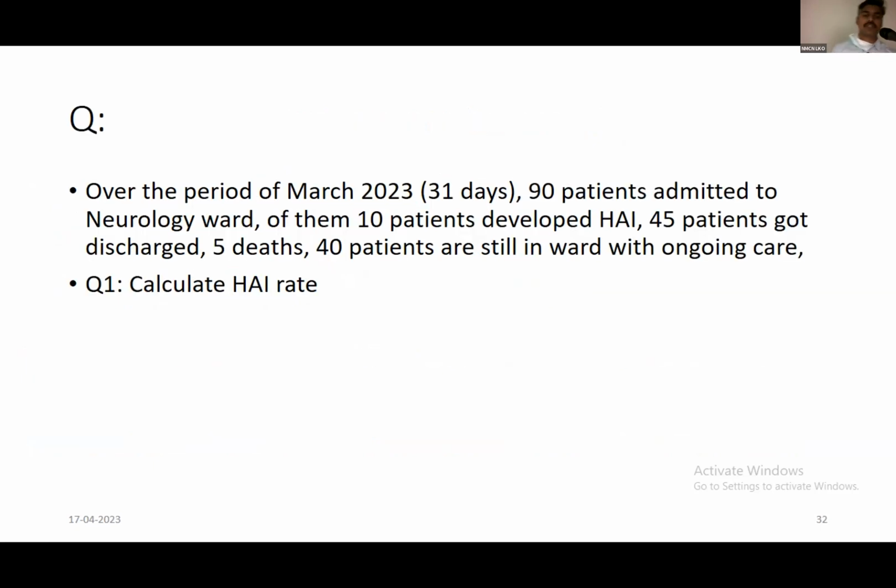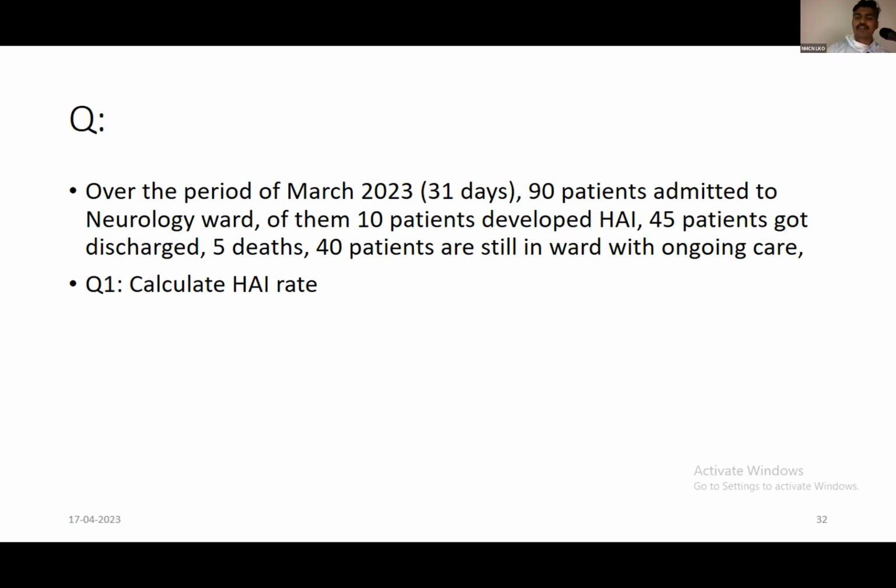So for the audience, there is one question. You have to calculate the hospital acquired infection rate, the formula of which I told you earlier in the previous slide. Over the period of 1 month, 90 patients were admitted to the neurology ward, and 10 patients developed hospital acquired infection, including VAP, surgical site, or bloodstream infection. 45 patients got discharged, 5 were dead, and 40 patients are still in ward. So what is the hospital acquired infection rate?